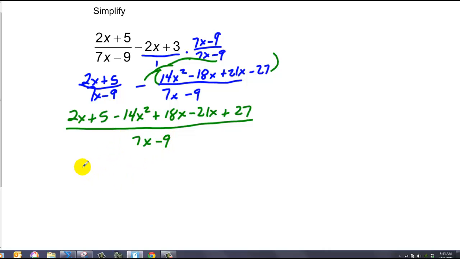We're going to add like terms: negative 14x squared, 2, 18, and negative 21, which is negative 1, and 5 and 27, which is 32. Put that all over my denominator of 7x minus 9. I could check to see if this is going to factor here. It's not, so I can be done with the problem.